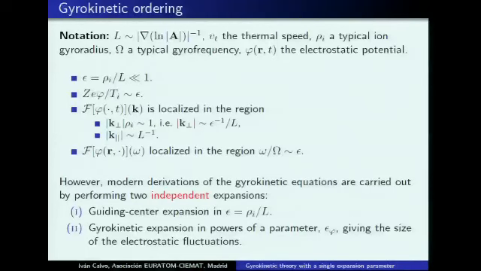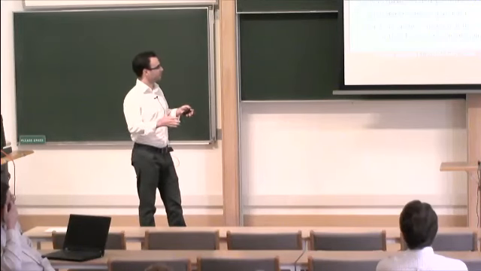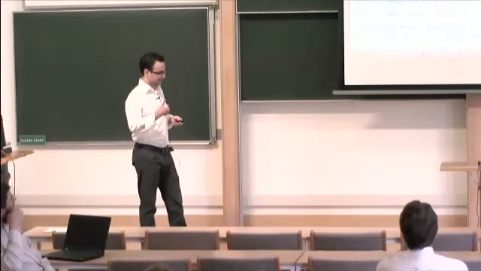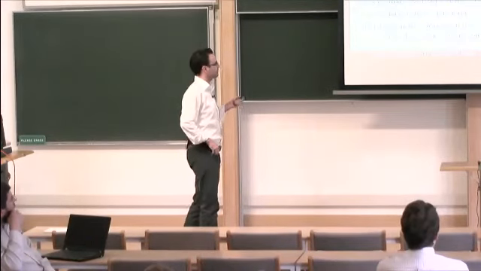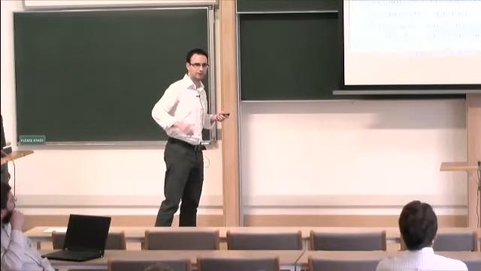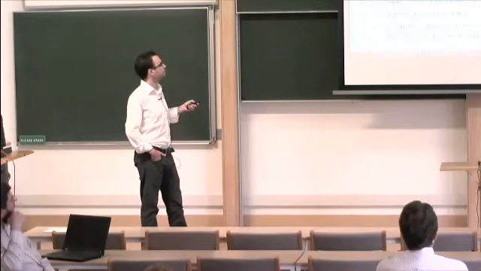However, modern derivations of gyrokinetic equations are carried out by performing two independent expansions. One, a guiding center expansion in rho I over L, and after that a gyrokinetic expansion in powers of the parameter epsilon sub phi, giving the size of the electrostatic fluctuations. And as Dimit said this morning, we want to collapse those two parameters, implement just the gyrokinetic ordering, define it in terms of epsilon, and carry out the calculations at high order. Which is summarized here.